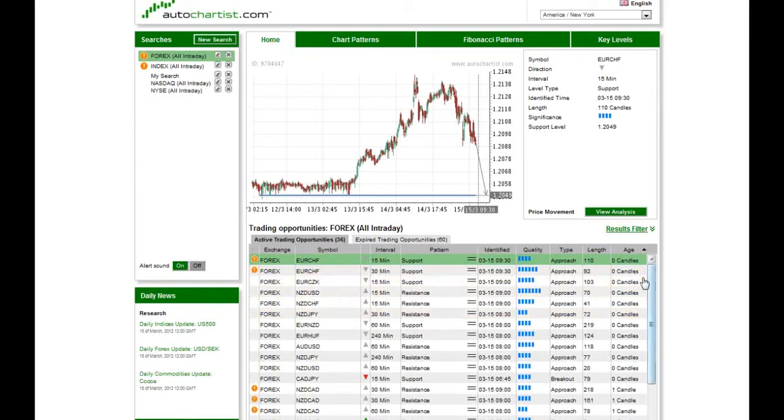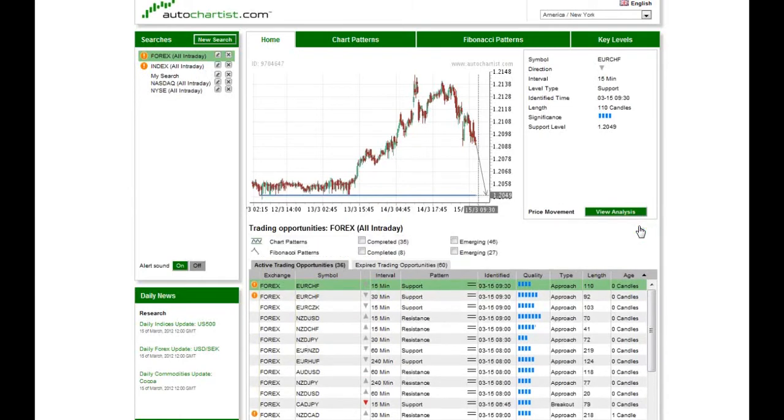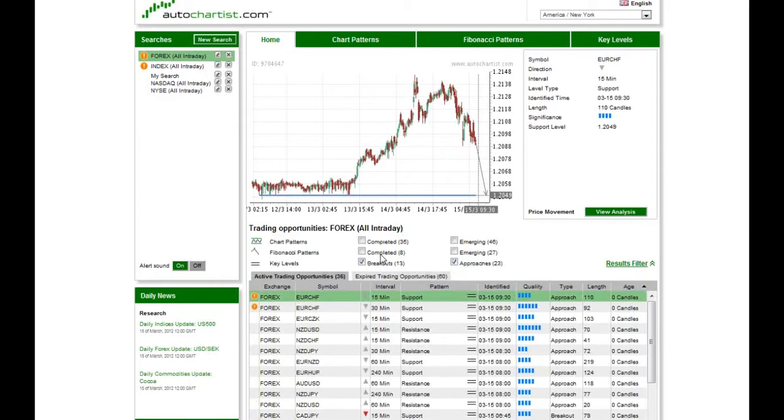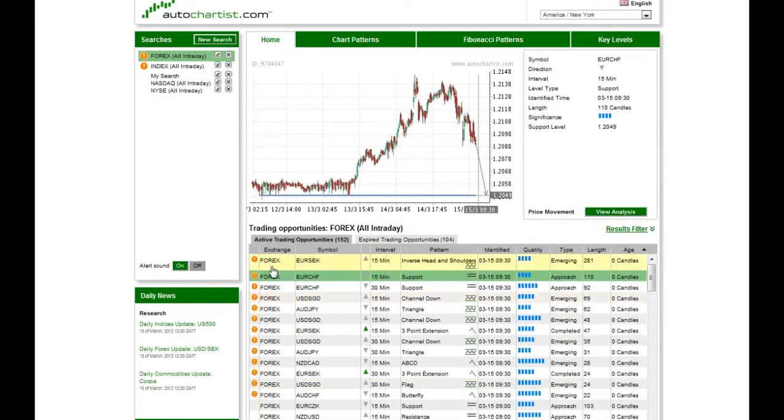Okay, and now here we go. We'll change the results filter again. Let's add a few more types of analysis in there, and close that results filter up, and we can see that there's been quite a lot of action in the Forex market. There's maybe 10 or 15 or so orange little dots, which means there's quite a few new opportunities that have occurred in the market. Let's look at one or two examples.